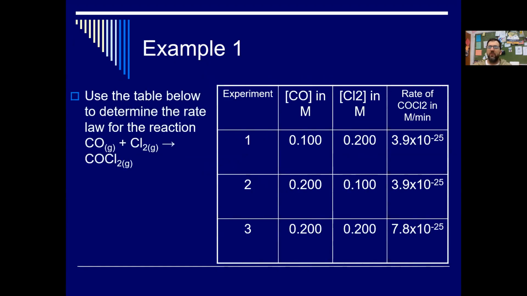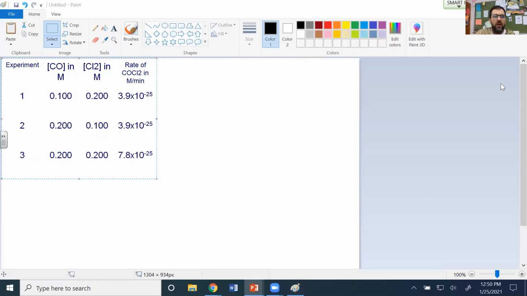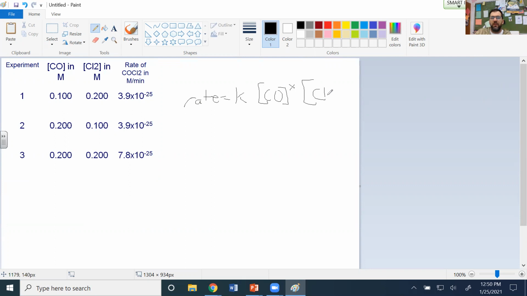This is how your problem is going to be set up. Use the table below to determine the rate law for the reaction. So we want to determine the rate law for the reaction of CO plus Cl2 yields COCl2. So we know that the generic rate law, rate, will be equal to K, and then CO to some power, I'm going to call that X, and then Cl2 to some power, I'm going to call that Y. Okay, it doesn't matter. You can use X, Y, A, B, anything you want to do.